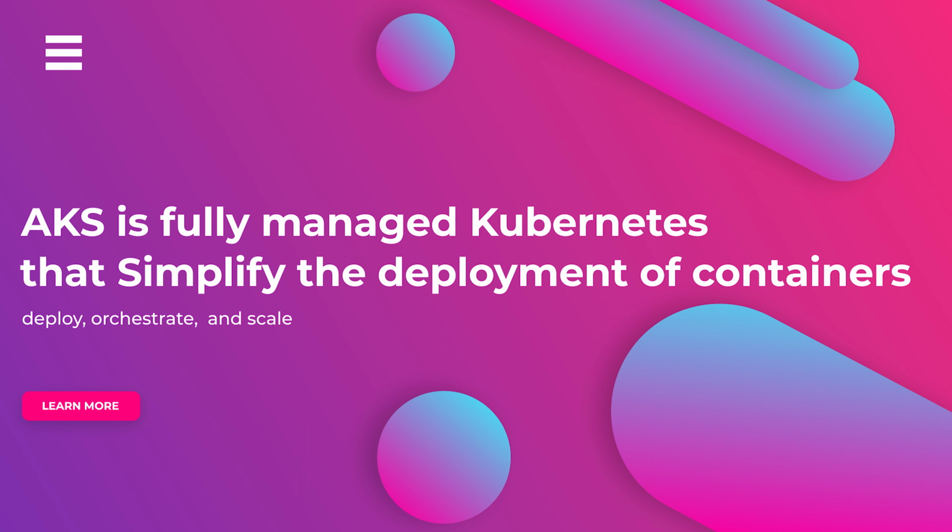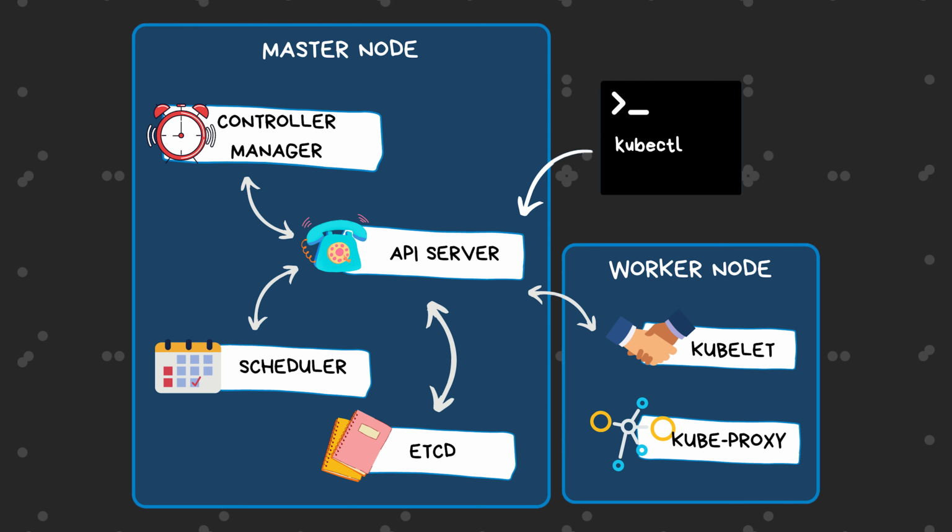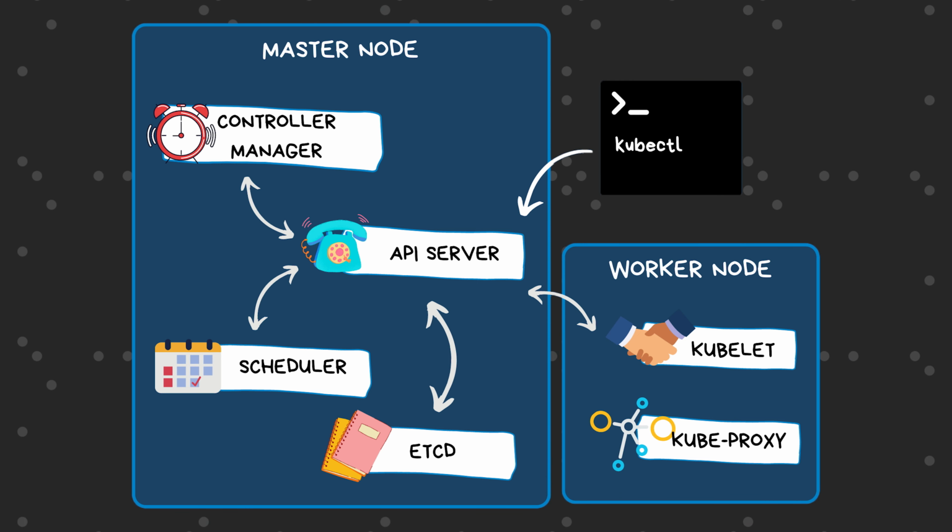Azure Kubernetes Service is a fully managed Kubernetes service that simplifies the deployment, management, and operation of Kubernetes clusters. AKS simplifies Kubernetes deployment and management, and provides automated updates, scaling, and monitoring. It integrates with the Azure ecosystem for seamless integration.